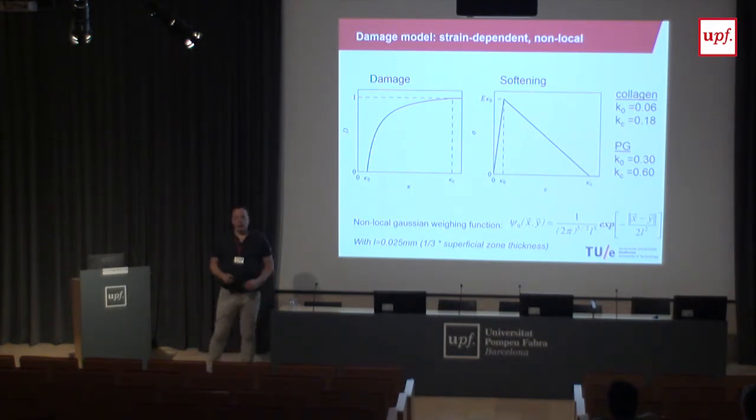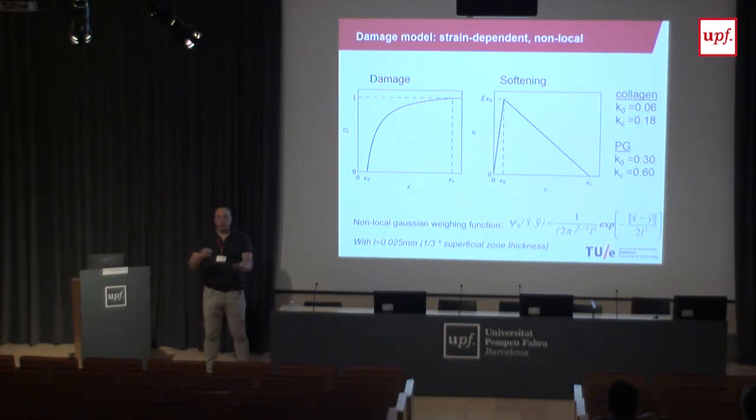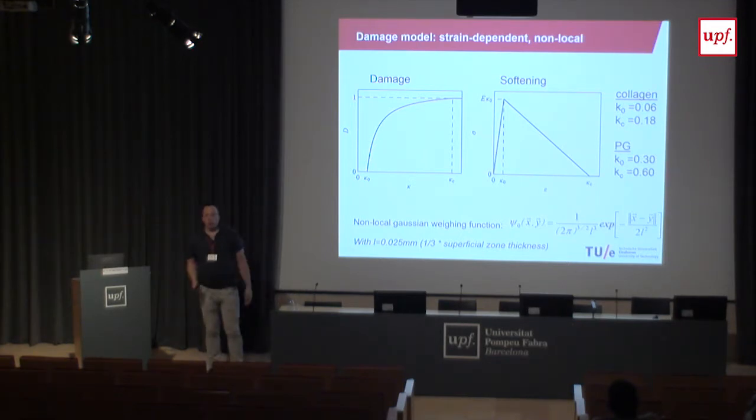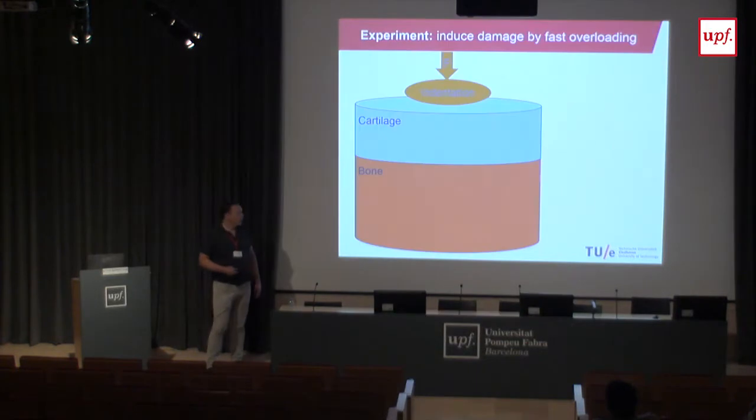And for the proteoglycans, we said that it's an amorphous matrix. We said that not the straining, but the deformation itself, so the shearing, will cause damage. We thought that the shearing would start to cause damage at 30% shear, and that it would be complete at 60% shear. We had no clue. There's no data around. But we just did that, and now see what happens.